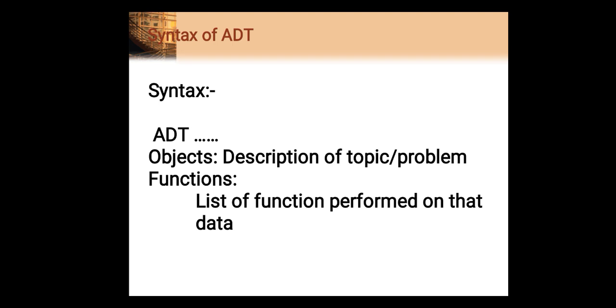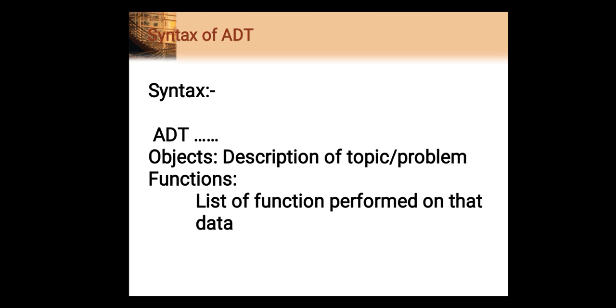For example, if I want to write the ADT for the array, then what do I say? ADT array is. This is my first part. ADT array is the name of the topic for which you want to write the ADT. In the second part there is the object specification. In the object part you have to give the description of your topic or your problem. Here you can give the description of the array.